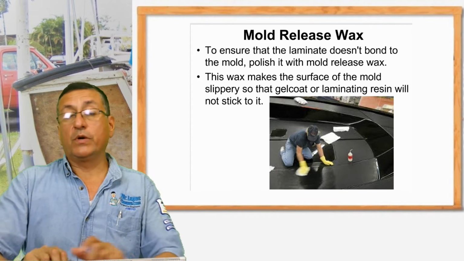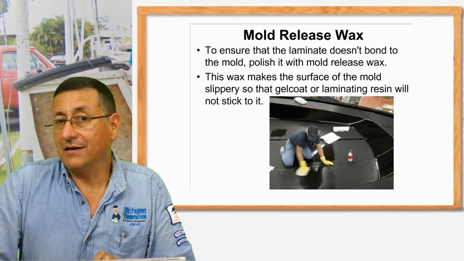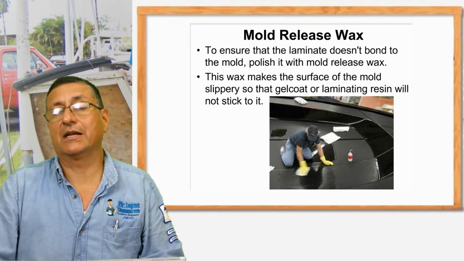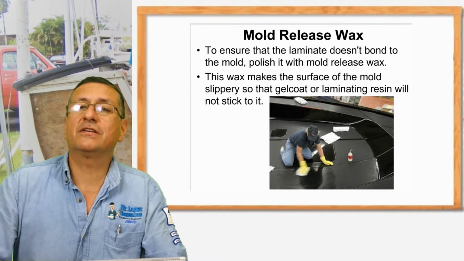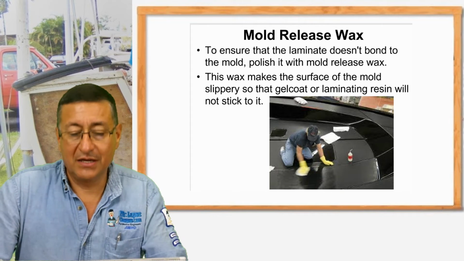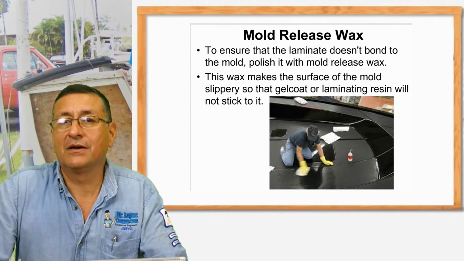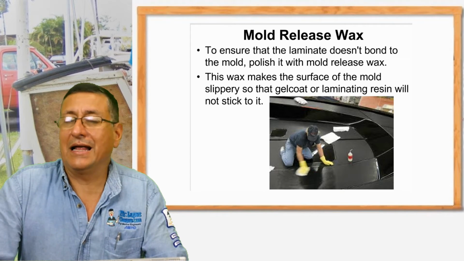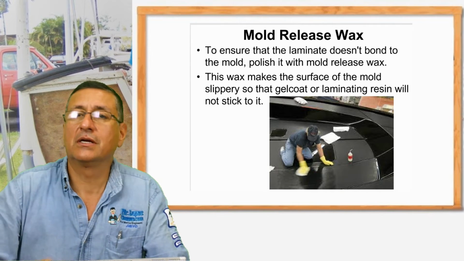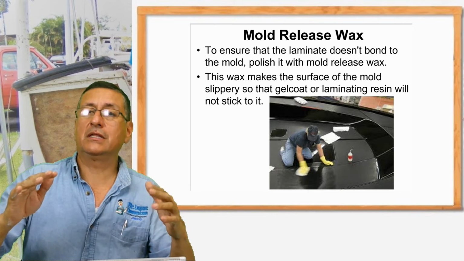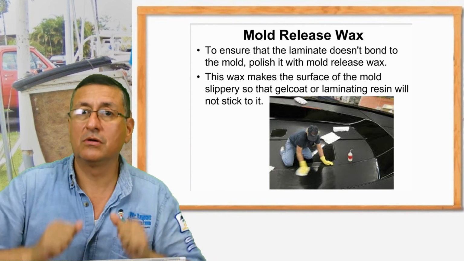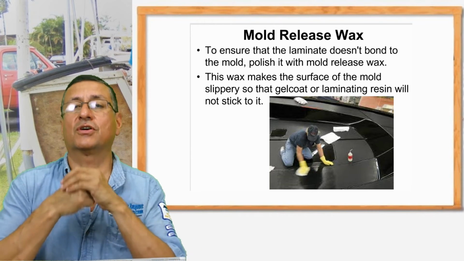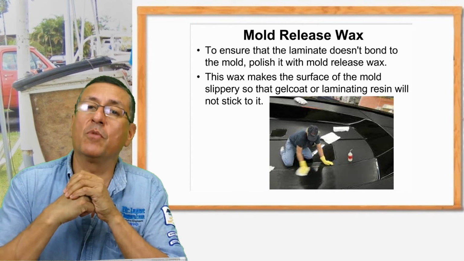Okay, my friends, when you have the mold, you are ready to create the part that you wanted. In this particular case, the hull. The first step is to polish the mold, polish with a good wax, a lot of wax, properly polished, in order to avoid that the first layer of gel coat bonds to the structure of the mold.